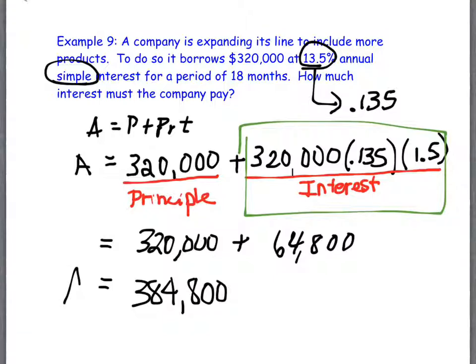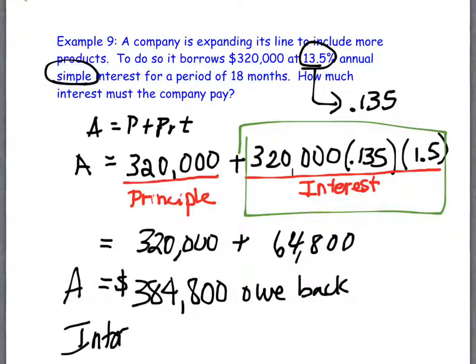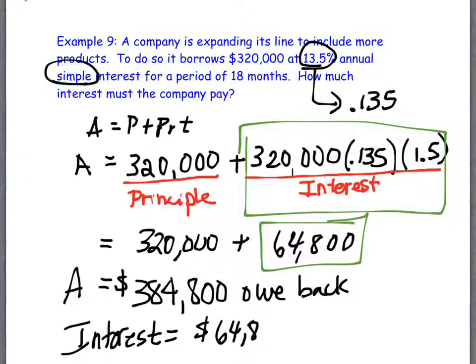All right, so here is the total amount of money, the $384,800. This is how much they owe back. They borrowed $320,000. They owe back $384,800. The amount that was interest was the extra above the 320. And in the formula, that was this piece right here, the $64,800. So the interest, which is actually all this particular question asked about, was $64,800.